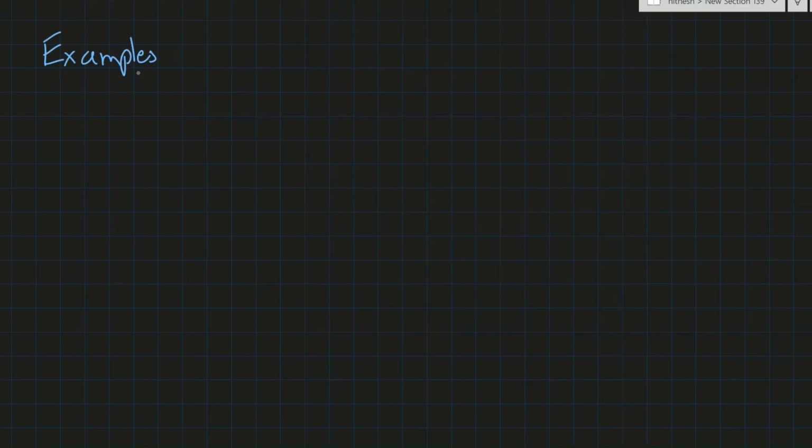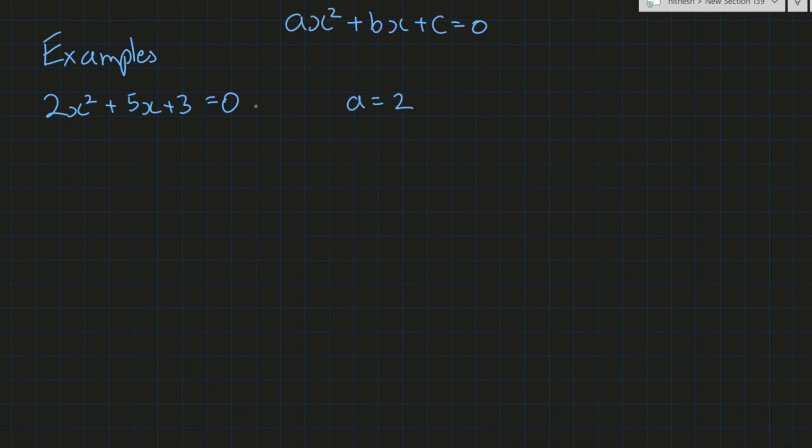Let's see some examples. 2x square plus 5x plus 3 equal to 0. We first write the standard form and then compare it. So over here, the coefficient of x square is 2, so the value of a becomes 2. The coefficient of x is 5, so the value of b becomes 5, and so c becomes 3.